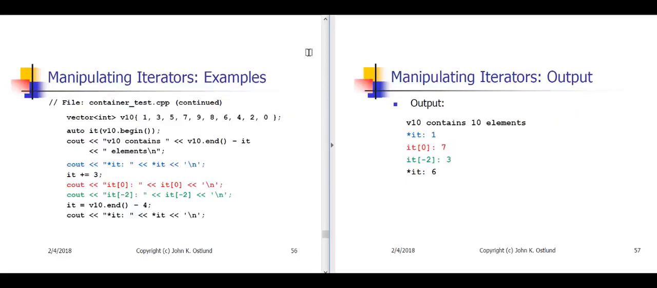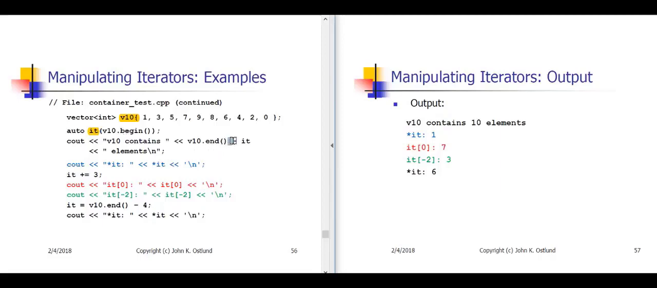Here on slide 56, we have some examples of using the random access iterator that you get with a vector. And on slide 57, we have the output of this little bit of code. So v10 here is a vector of int. It happens to contain 10 values, 1 3 5 7 9 A 6 4 2 0. And here we're declaring an iterator initialized to point to the beginning, that is, to the initial element of that vector v10.